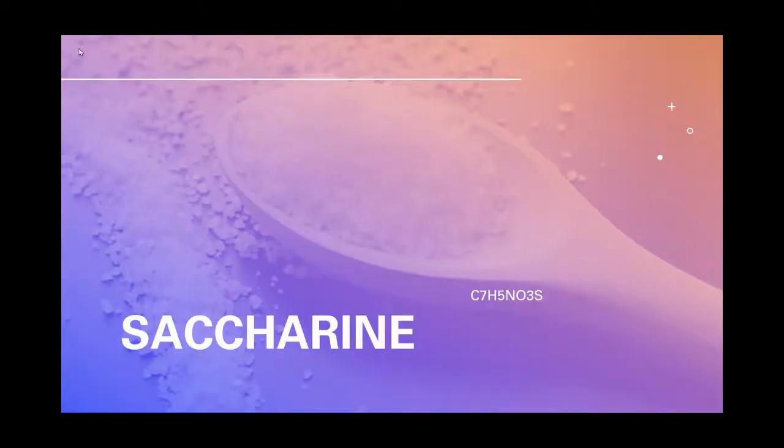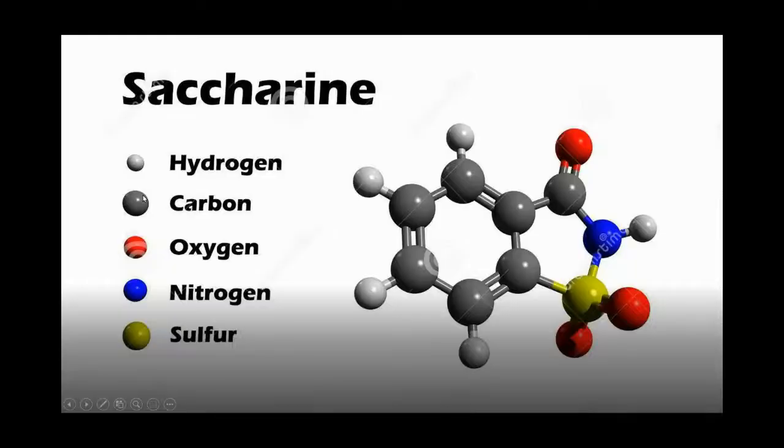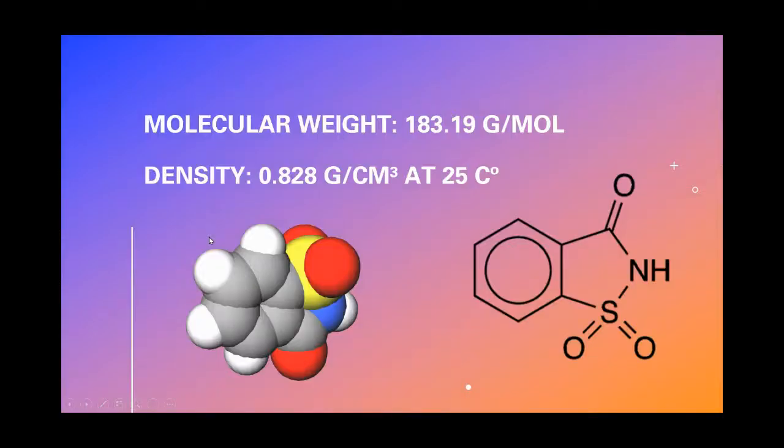So today I'm going to be talking about the molecule saccharin. It consists of 5 hydrogens, 7 carbons, 3 oxygens, 1 nitrogen, and 1 sulfur. It also has 12 single bonds and 6 double bonds. Its molecular weight is 183.19 grams per mole, and its density is 0.828 grams per centimeter squared at 25 degrees Celsius.